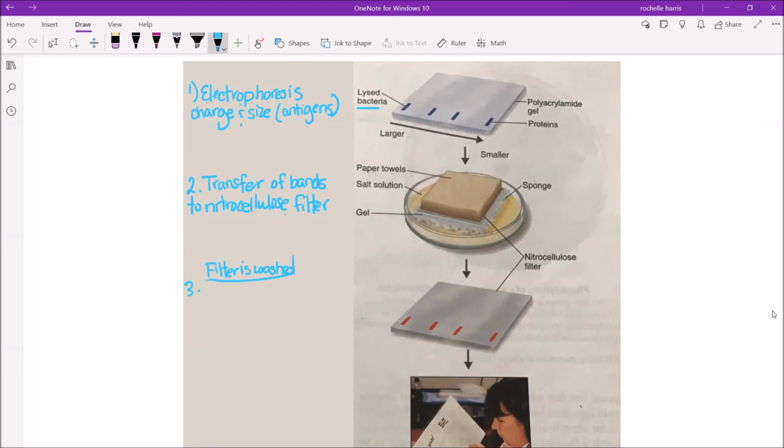Now, what is the filter washed with? Great question. Remember, we know that there are antigens on the filter because they were transferred from the gel to the filter. So remember that we know that there are bacteria there. The first washing would be the patient's serum. After that is another washing of the anti-human antibodies.